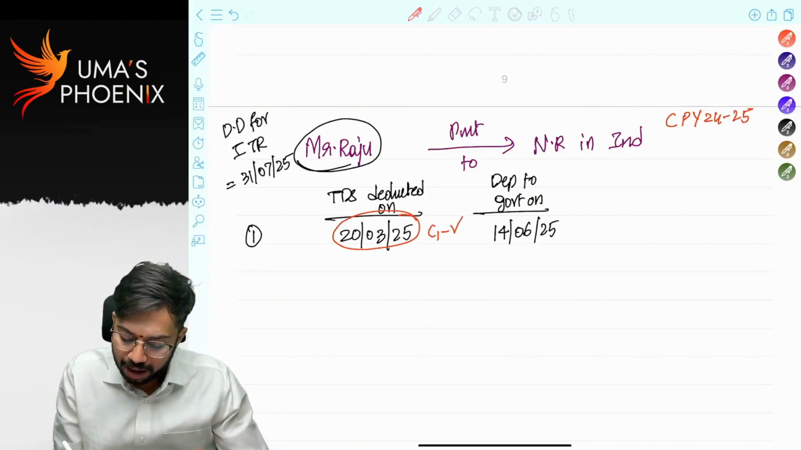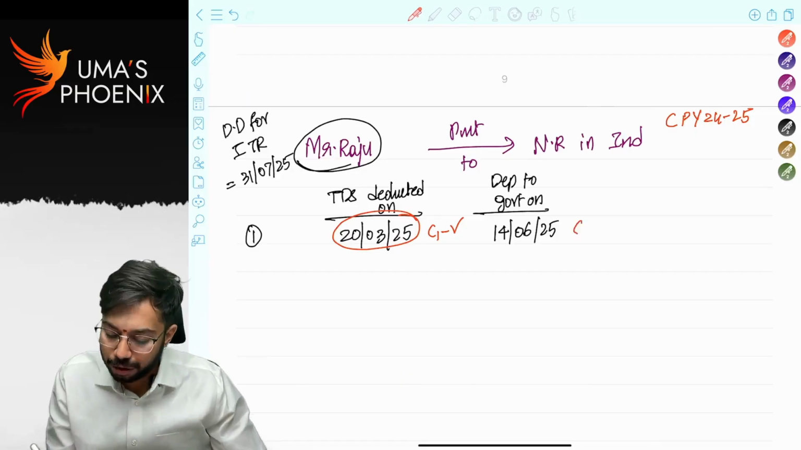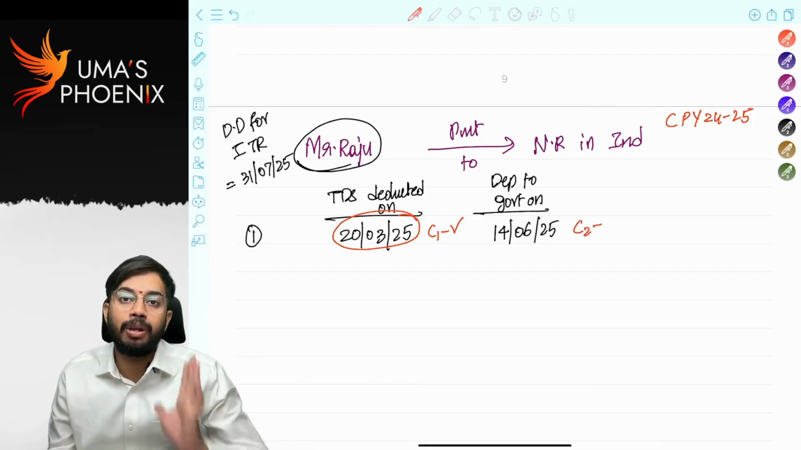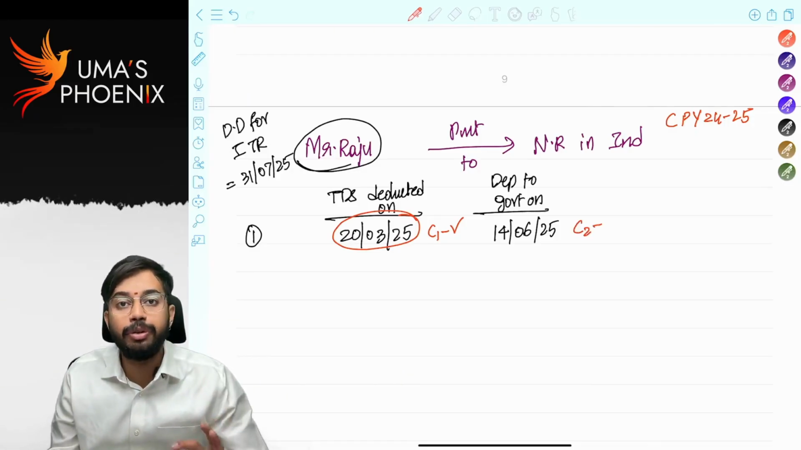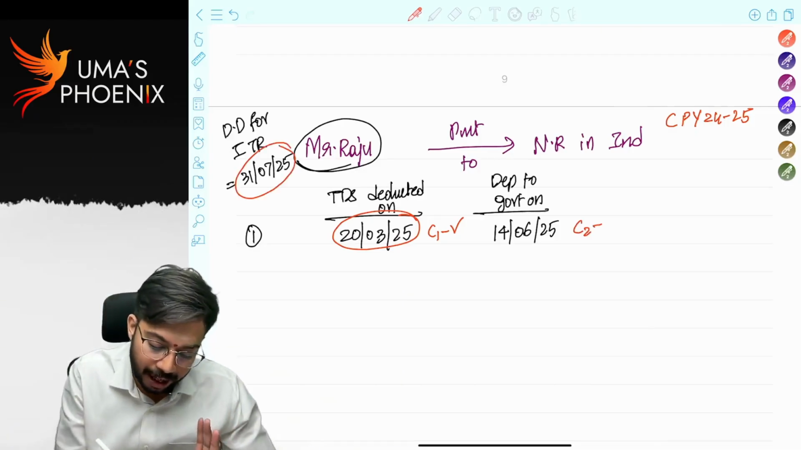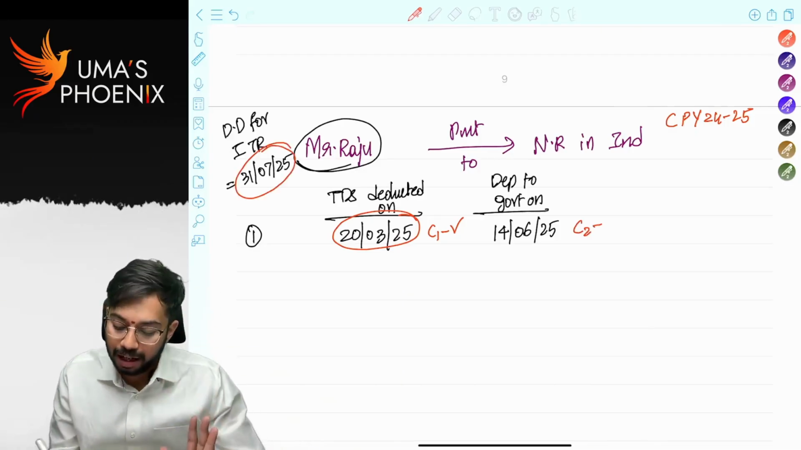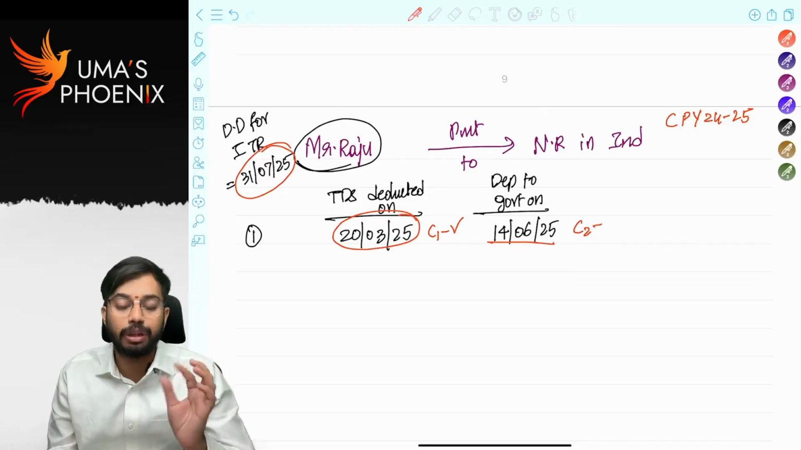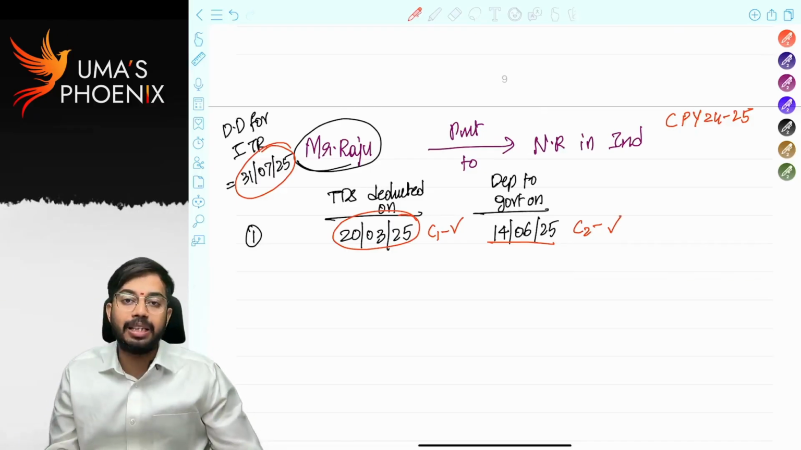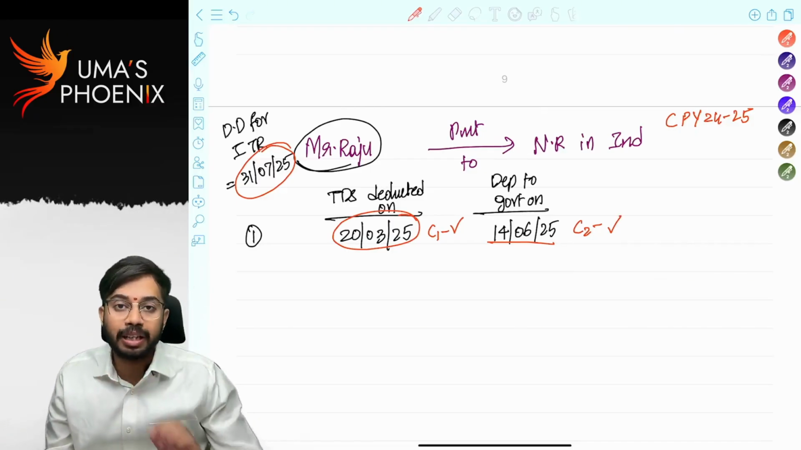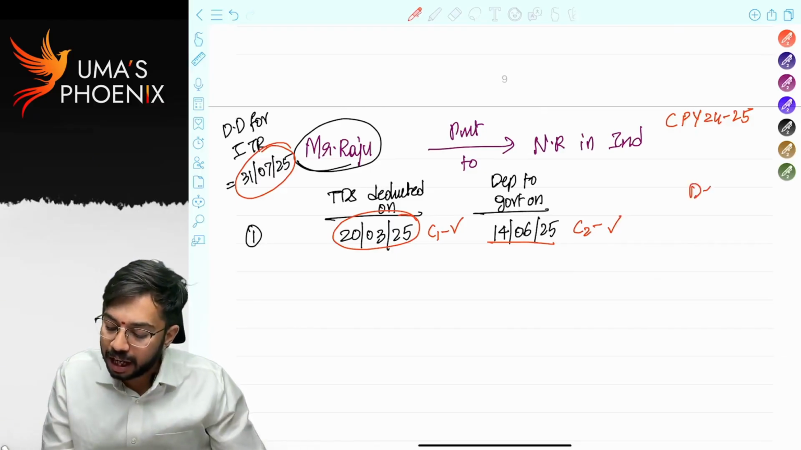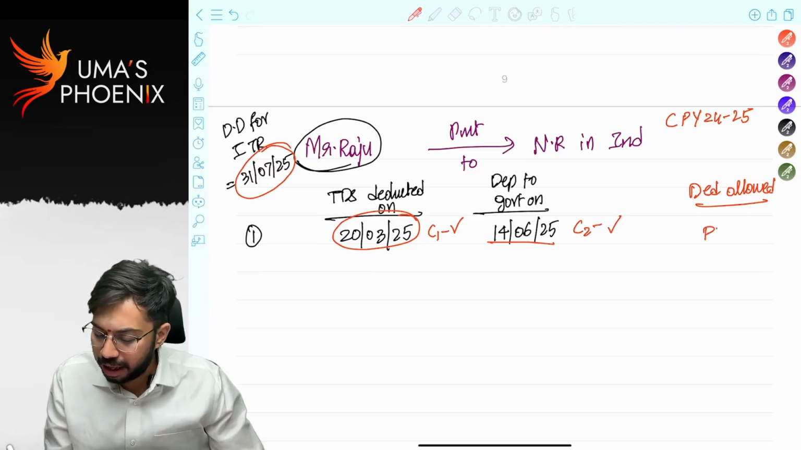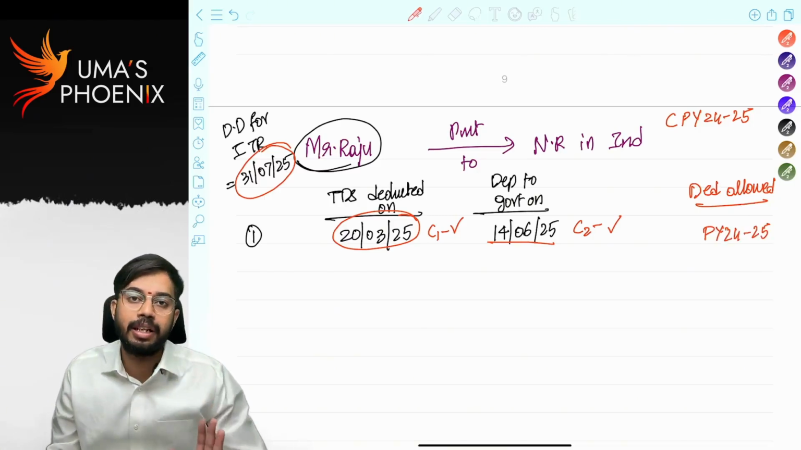So condition 1 satisfied. Condition 2, deducted TDS is deposited to government on or before the due date for filing ITR. Due date for filing ITR is 31st July. It was deposited on 14th June. Condition 2 also satisfied. So as both the conditions are satisfied, deduction allowed. In which previous year is deduction allowed? Deduction is allowed in current previous year 24-25. Are you able to understand the first example?